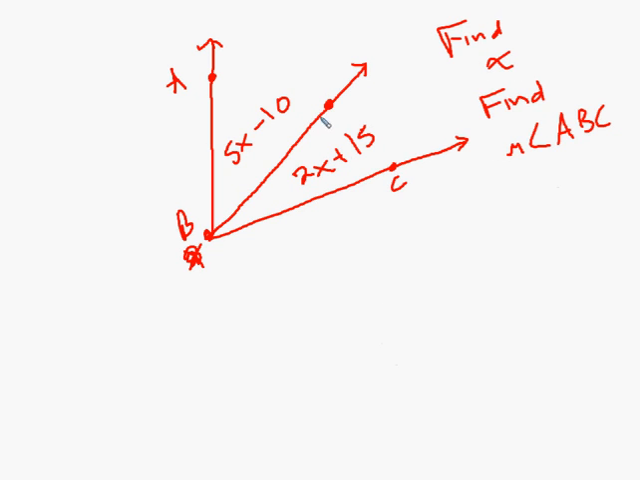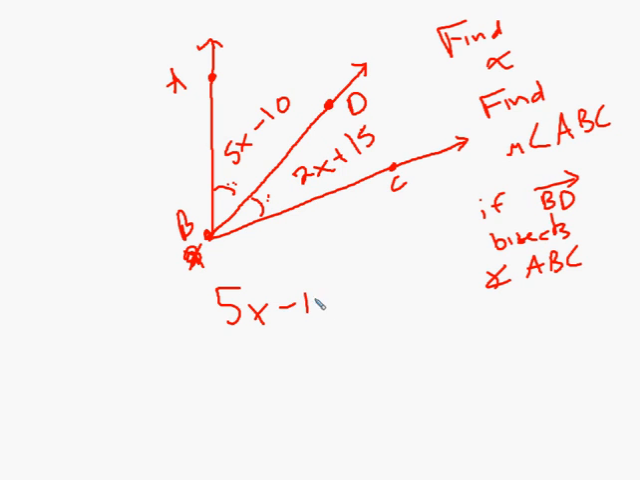How could I find x if ray BD bisects angle ABC? So notice I gave you some information. I told you this ray BD bisects the angle. So what does that mean about these two? They're congruent, they're equal. So 2x plus 15 equals 5x minus 10. Yep, so I set them equal.